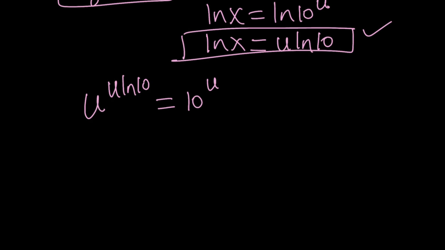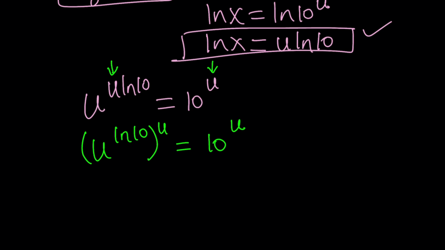Great. How do we solve this problem? That's a good question, right? It still looks difficult, doesn't it? But we can take advantage of one thing, which is the presence of u in both of these exponents. In other words, I can write this as u to the power ln 10 to the power u, and this one is 10 to the power u. Now we can go ahead and raise both sides to the power 1 over u.